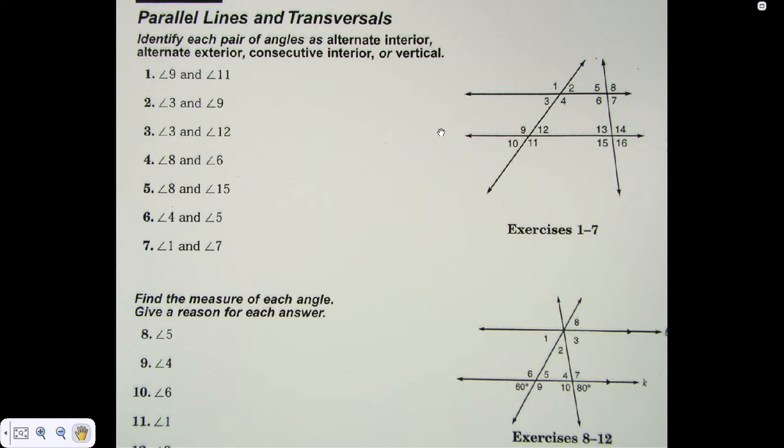Well, since Court can't read the directions, would someone else like to? I will. Okay, read the directions for us. Classify each pair of angles as alternate interior, alternate exterior, consecutive interior, or vertical. Okay.